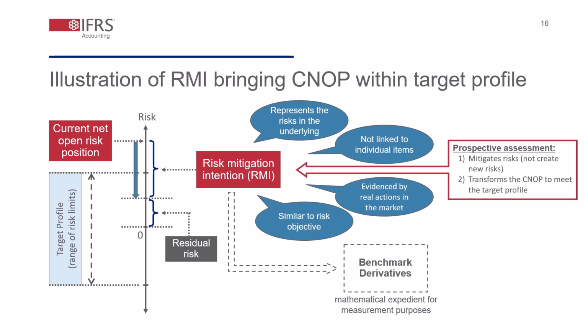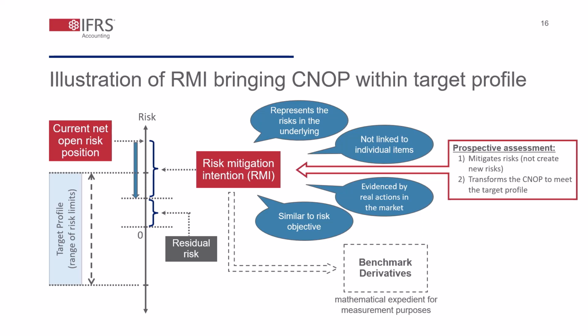The risk mitigation intention fulfills a similar role in the DRM model as the risk management objective in the general hedge accounting model of IFRS 9. The risk mitigation intention can therefore be described as the extent to which an entity intends to mitigate the current net open risk position through the use of derivatives, as illustrated in the chart on the left-hand side.